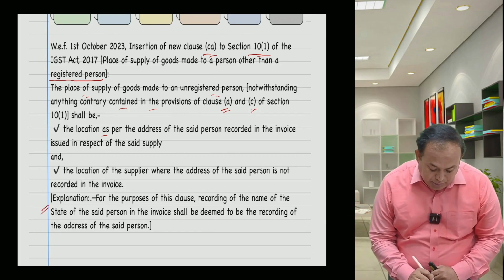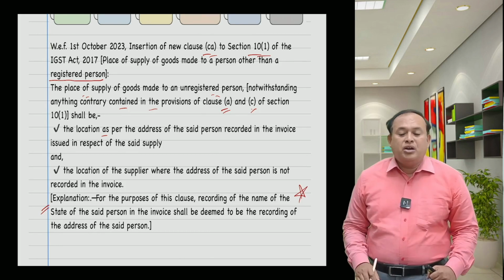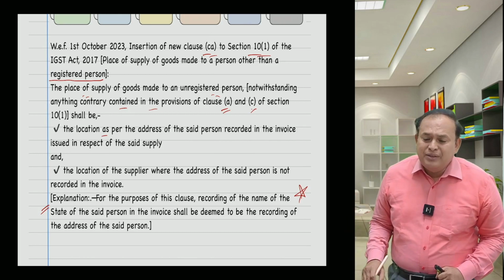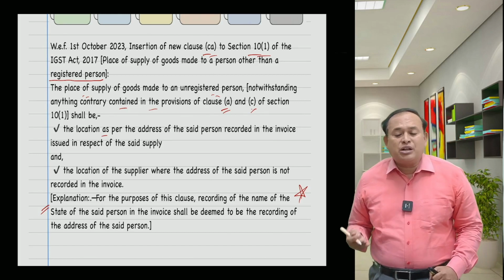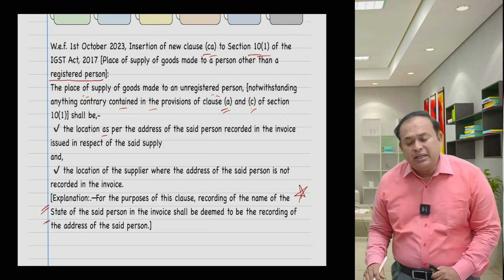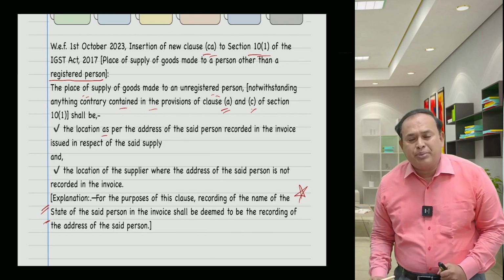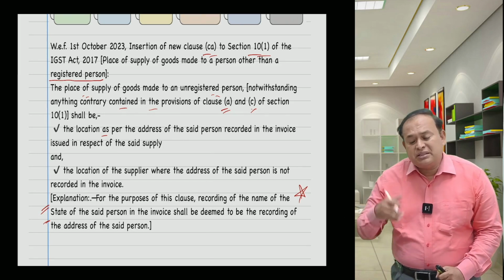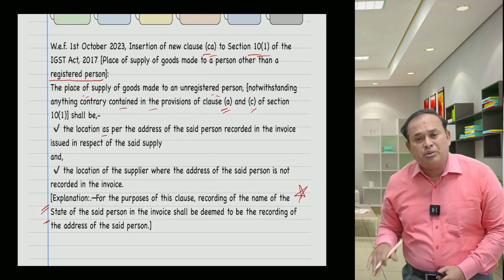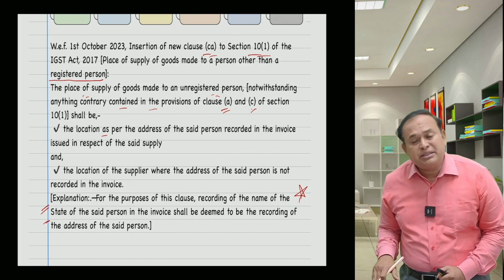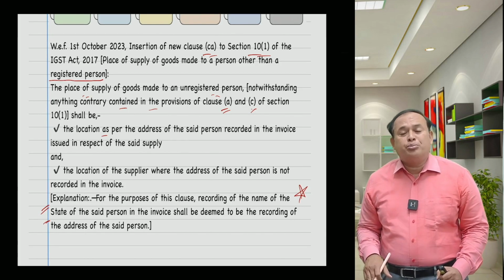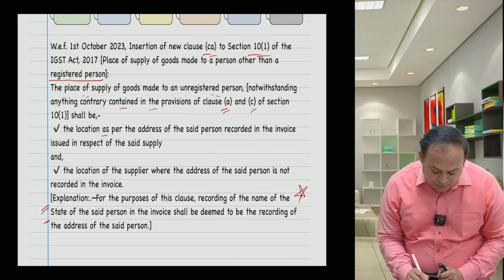But here they gave an explanation, very important, a powerful explanation. For the purposes of this clause, recording of the name of the said person in the invoice shall be deemed to be the recording of the address of the said person. The state of the person, if recorded in the invoice, is the address of the recipient. That is the place of supply. If the state also is not mentioned in the invoice, address not available, recipient state also not available in the bill issued by the supplier, then the place of supply goes to the location of the supplier.